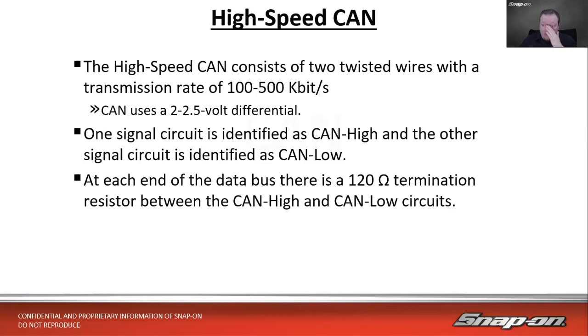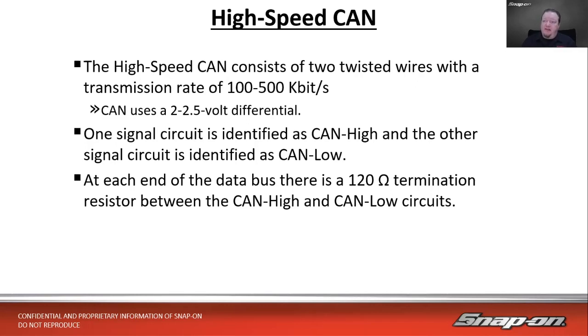And then we get to CAN. CAN is pretty much your standard nowadays. It's been standardized since about 2008. High-speed CAN consists of 2 twisted wires with a transmission rate of 100 to 500 kilobits per second. That's standard CAN. There is some higher speed CAN that can get up to 1,000 kilobits or 1 megabit.